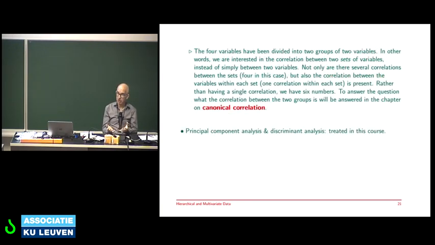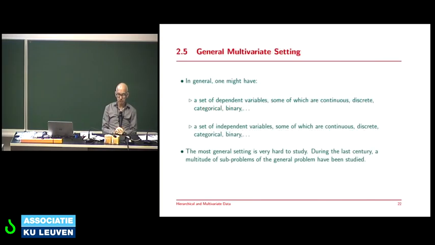And then last but not least, I already said, if you have a group of variables on the one hand, like the petal leaf variables, and a group on the other hand, like the sepal leaf variables, what is the relationship between the two? That's canonical correlation. Canonical correlation will not be treated in the course. Principal components analysis and discriminant analysis will.